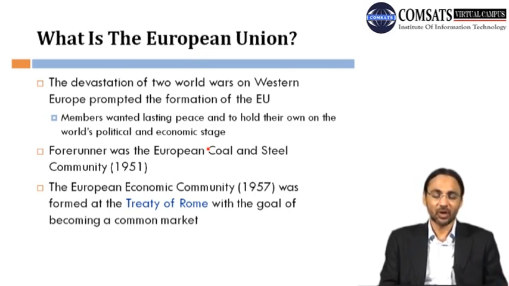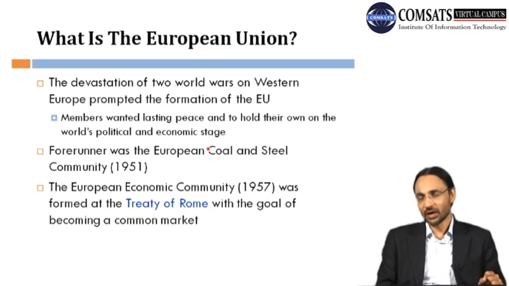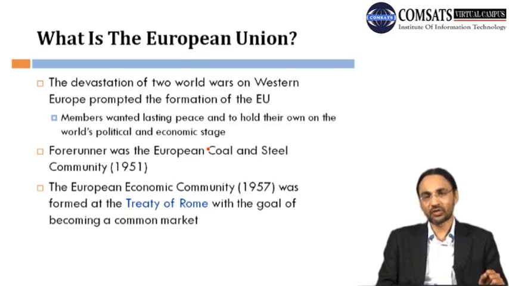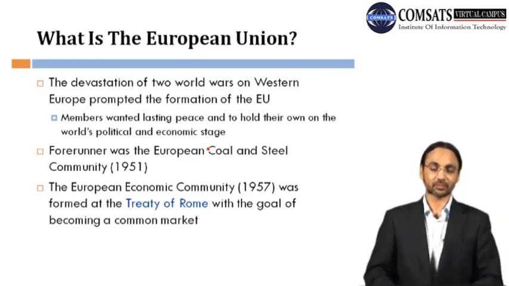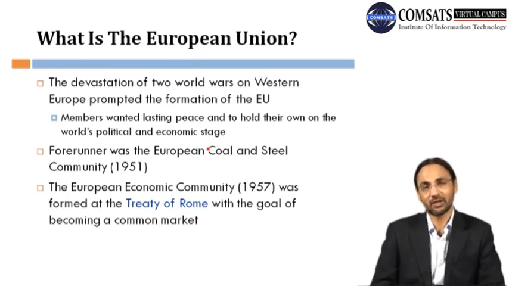The next point is that the forerunner was the European Coal and Steel Community. They started this sort of economic integration among the European countries with the collaboration of the Coal and Steel Community. In 1951, they decided on the Coal and Steel Community, because at that time the coal and steel industries were the largest industries in these countries, and the most important products back then. Across those countries, they decided to have some trade agreement with each other.